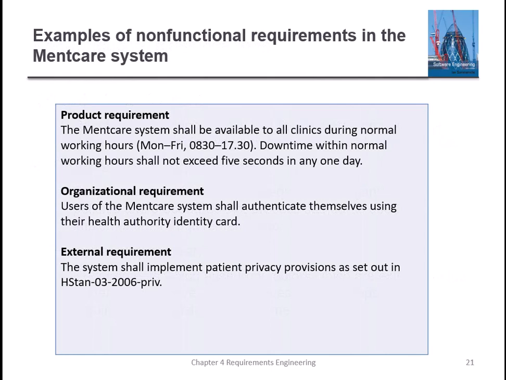Example of non-functional requirements in the Medicare system. Product requirements include requirements such as: the Medicare system shall be available to all clinics during normal working hours. This means availability should be assured. Downtime within normal working hours shall not exceed 5 seconds in any working day. Organizational requirements include: users of the Medicare system shall authenticate themselves using their health authority identity card. And an external requirement includes: the system shall implement patient privacy provisions as set out in the specified standard.